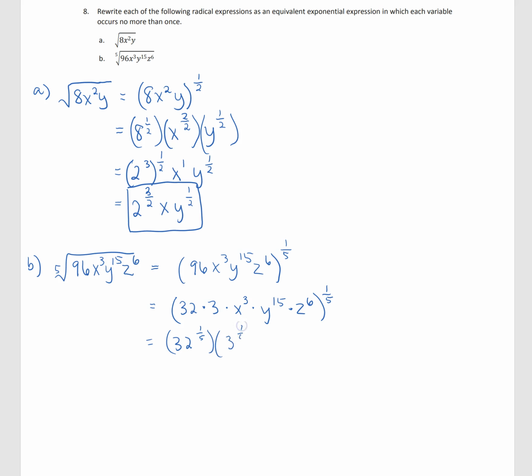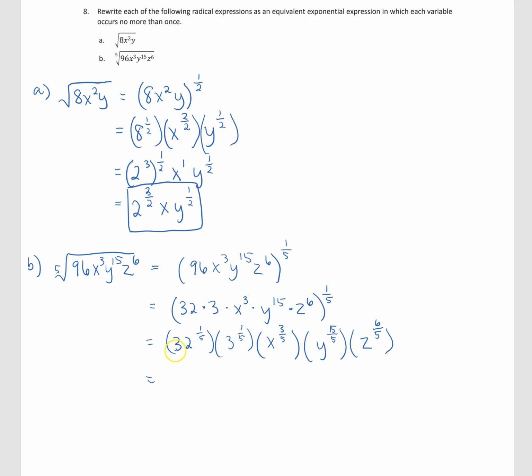times 3 to the power of 1/5. X, we have an exponent of 3 on x, so we multiply the exponent, so we get x to the power of 3 over 5. And again with y, we multiply the exponent, so we get y to the power of 15 over 5. And with z, same thing, we multiply the exponent, so we get z to the power of 6 over 5. Okay, we can simplify this now.